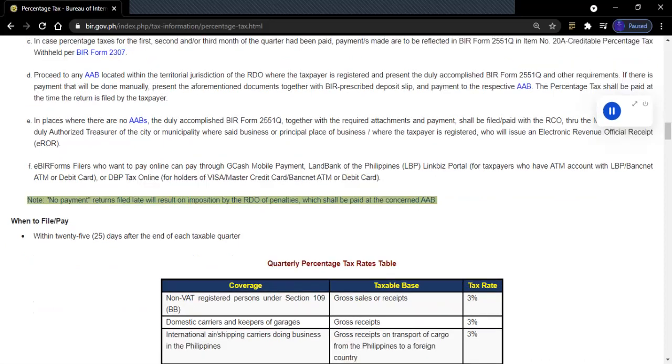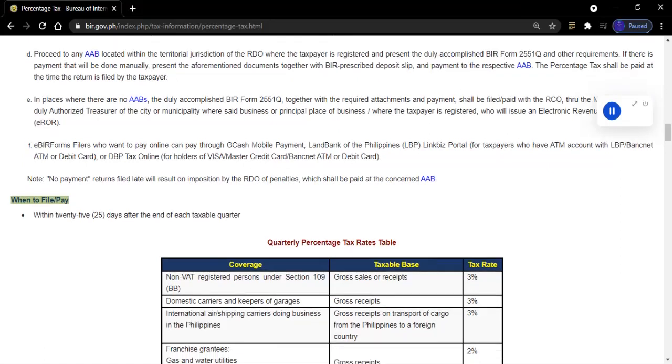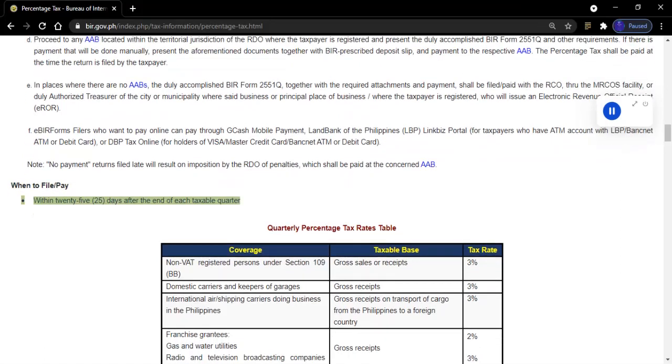Note: no payment returns filed late will result in imposition by the RDO of penalties, which shall be paid at the concerned AAB. When to file and pay: within 25 days after the end of each taxable quarter.